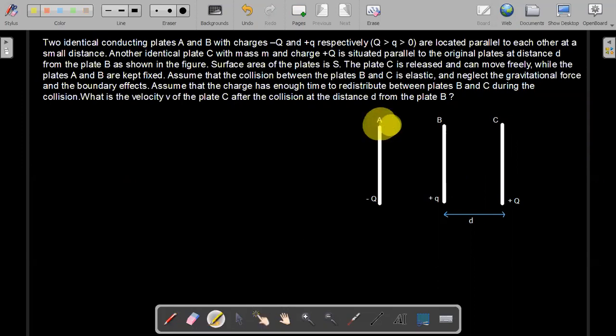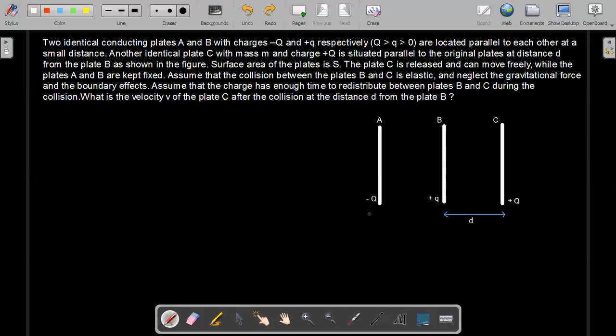So plate A has a charge of minus Q. Plate B has a charge of plus small q, and plate C has a charge of plus capital Q. So these are the charges on the plates. The separation between plate B and C is small d.